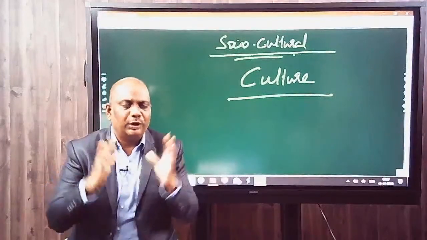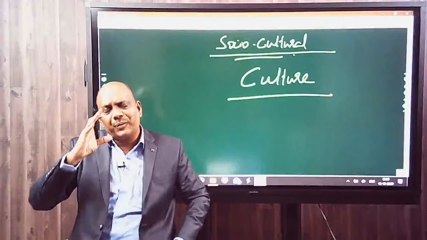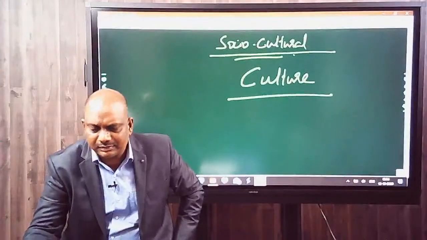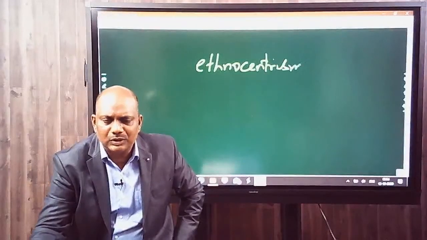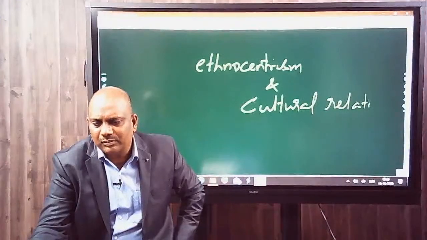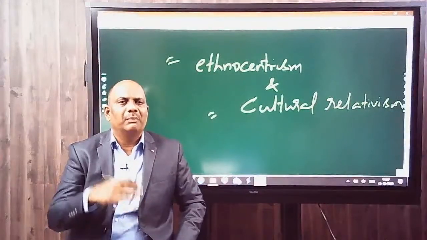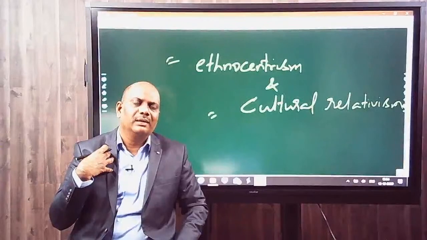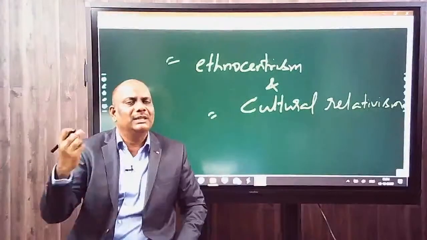There is one huge topic in anthropology which deals with society and culture, and this topic revolves around the twin concepts of ethnocentrism and cultural relativism. Who is ethnocentric? If somebody thinks that their culture is superior and all other cultures are inferior, they are ethnocentric. That is, ethnocentrism means there are people who have undue pride over their own culture. We call them ethnocentric.